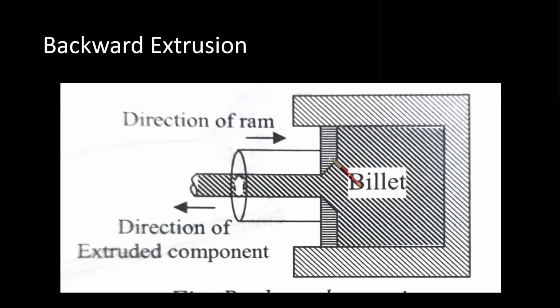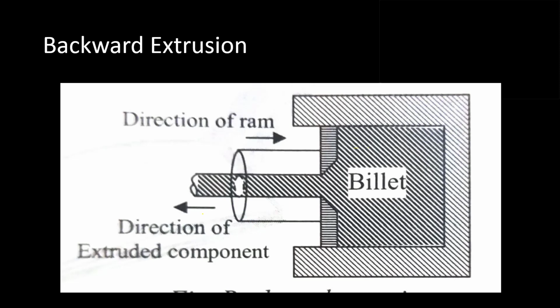What is backward extrusion? As you can see, this is the plunger, or the piston, with which the force is applied, but in the piston itself there is a small hole, and through this hole the material flows, because from the front there is no space for the material to come out, so it comes in the backward direction. So the direction of the force applied on the ram and the direction of the product are opposite. Now why this backward extrusion is used, we will see.